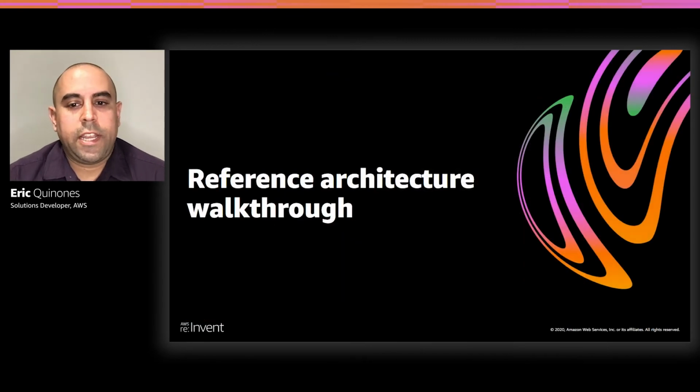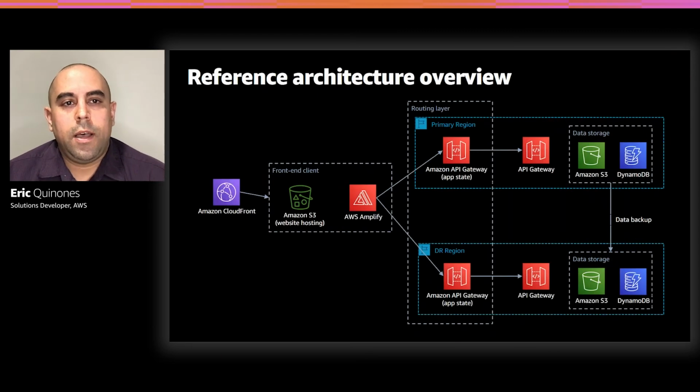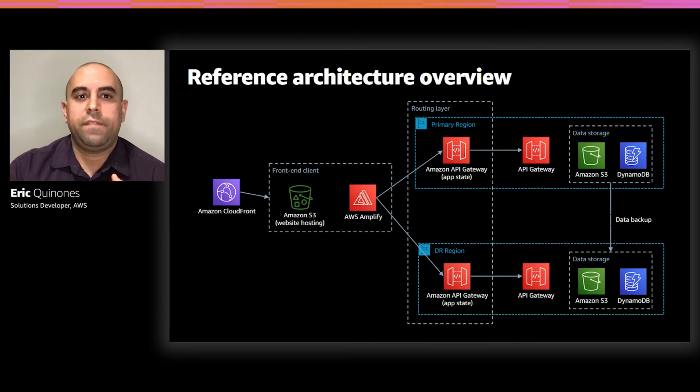So this is the architecture that we're going to be talking about today. Again, this is a serverless implementation of an active-passive architecture. One thing I want to mention about this, it has the concept of an application state. And there's three possible states that can happen in this architecture: active, fenced, and failover mode.